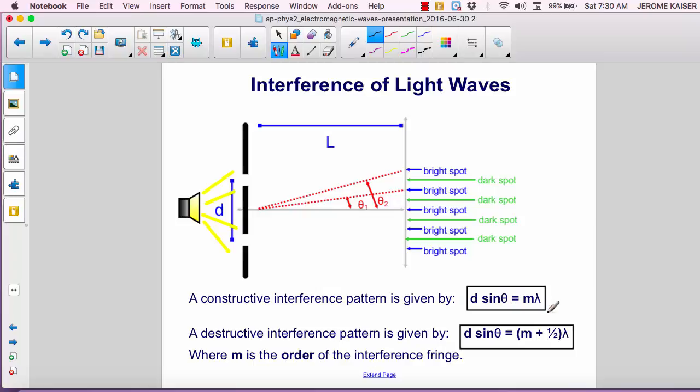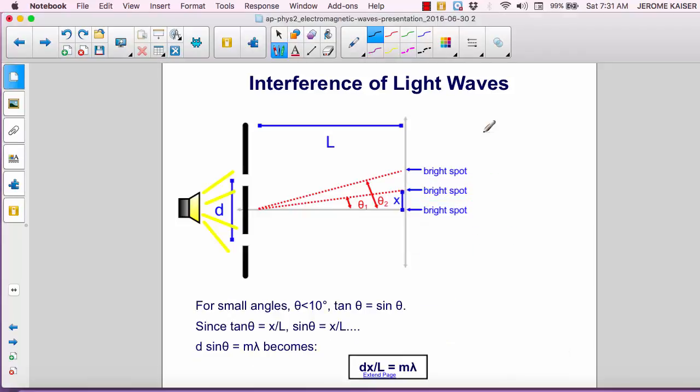That is, the path length difference of one wave relative to the other is an integer number of wavelengths. It then makes sense, of course, that a destructive interference pattern will be given by d sine theta equals (m plus a half) lambda, because that means that the two waves will be out of phase by 180 degrees and destructively interfere, leaving a dark spot or a minima. m is called the order of the interference fringe.